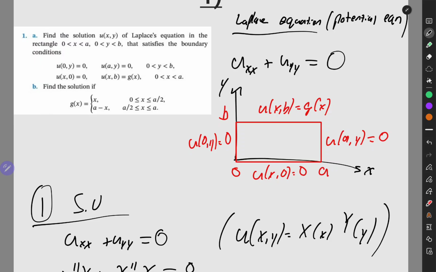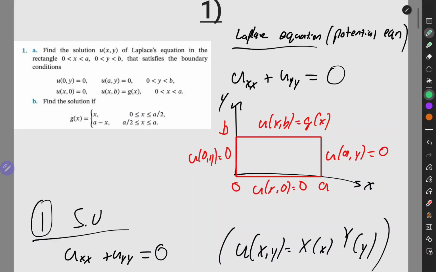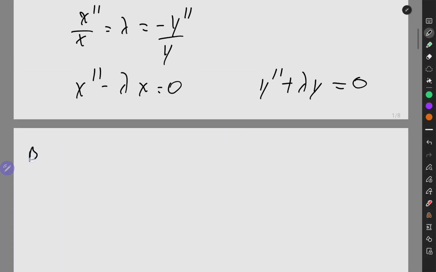Well, currently we have 3 that are 0, so we have X(0) is 0. We have Y(0) is 0, and we have what is that? What do I have written on my notes? Oh, I'm looking at a different problem, sorry. X(a) is 0. So, boundary value problem.